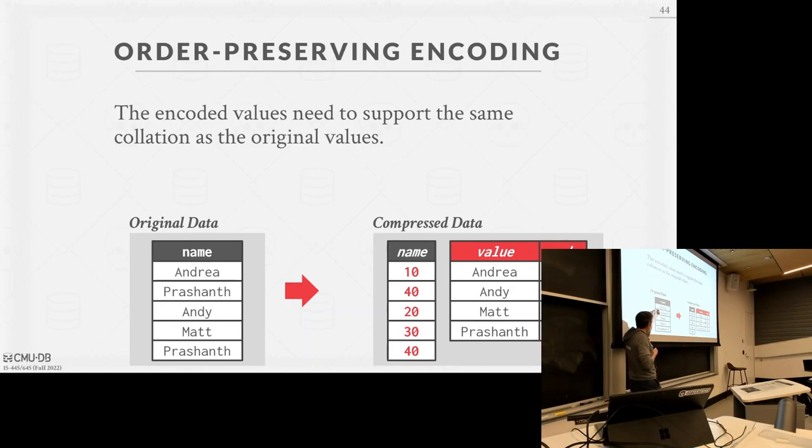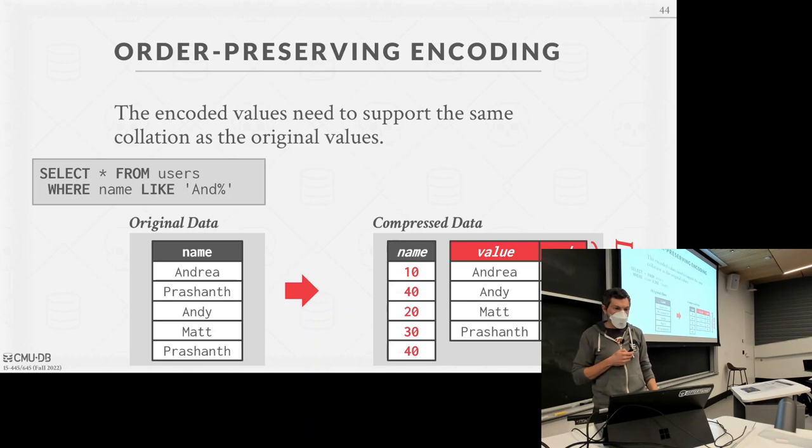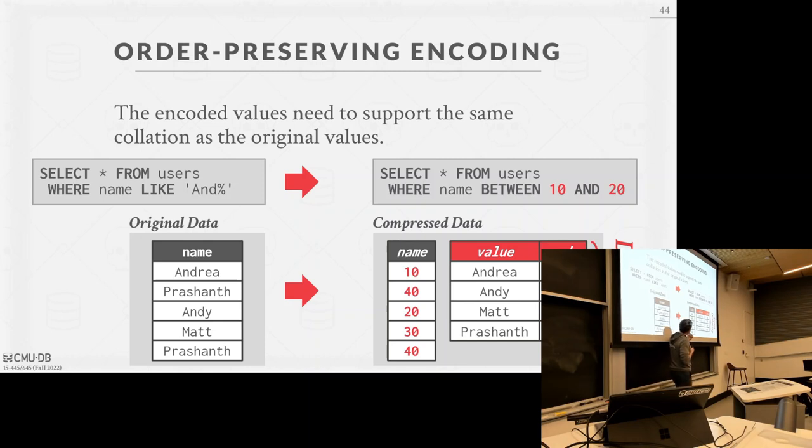So if we take all the unique values that we have and we just sort them and then assign codes based on the order that they appear, now when I want to do a comparison, like is something less than Andy or greater than Andy, I can base my decision on the values here, or even on the compressed values themselves, right? So if I have something like name LIKE Andy with a wildcard, I can rewrite that into a BETWEEN clause, which is basically a range scan, because I can look at the dictionary and know that here are the only values that would match my predicate based on the string, and this is the only range of values that I need to look at.